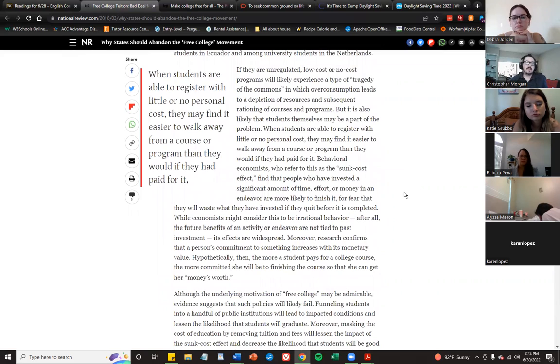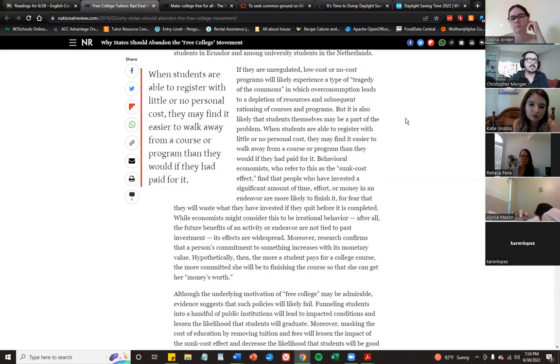If they are unregulated, by "they" she means two-year and four-year universities, low cost or no cost programs will likely experience a type of tragedy of the commons in which overconsumption leads to a depletion of resources and subsequent rationing of courses and programs. Tragedy of the commons is an economics term. It describes a situation, which I think she describes adequately well, in which lots of people have access to a scarce thing, and overconsumption leads to the destruction of that commodity.